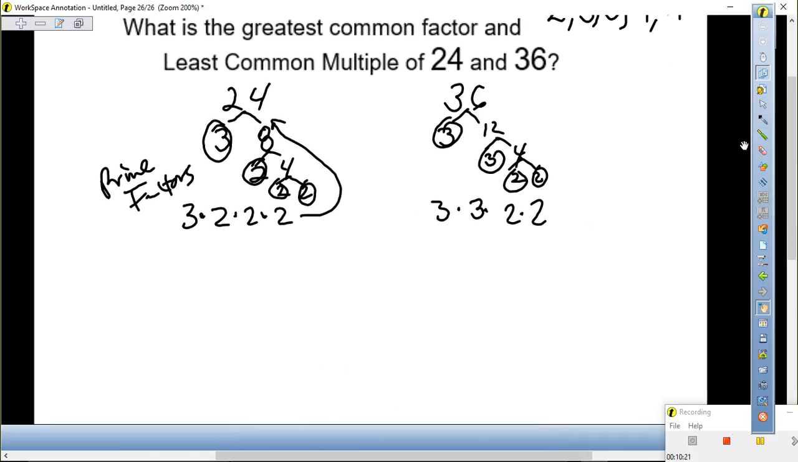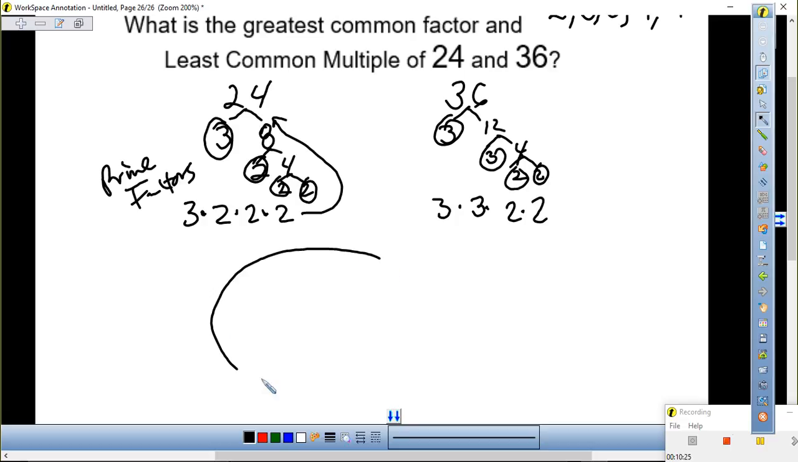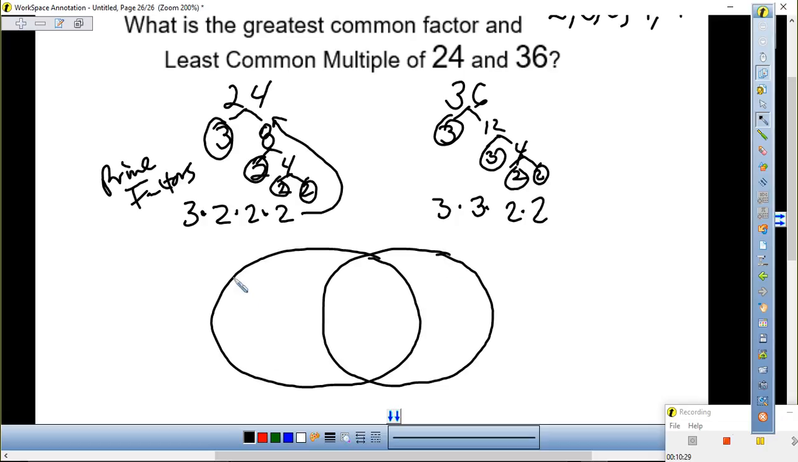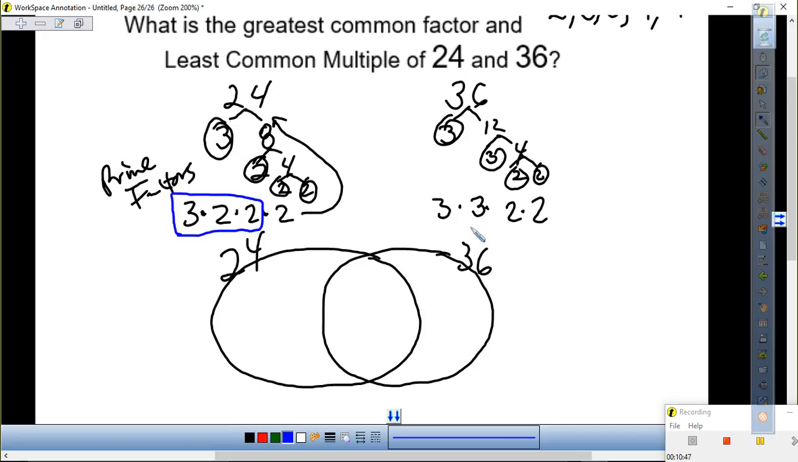I need to find the GCF and LCM. I'm going to open up a Venn diagram. This corresponds to 24. This one corresponds to 36. Let me ask you, what factors do both have in common? 3 and how many 2's? 2. So 3 and 2 2's, 3 and 2 2's. Do I write it twice in here? No, only once. 3 times 2 times 2. Are we there so far?